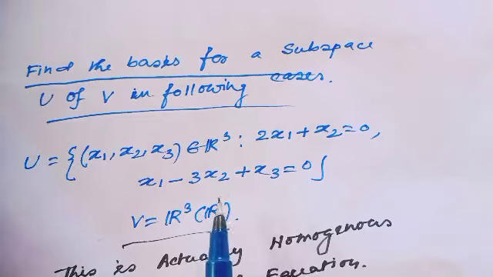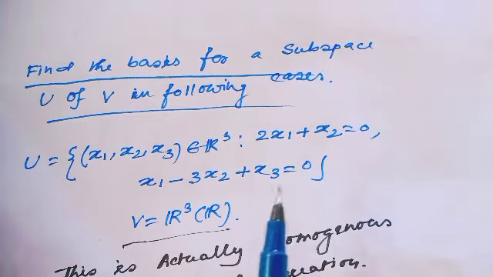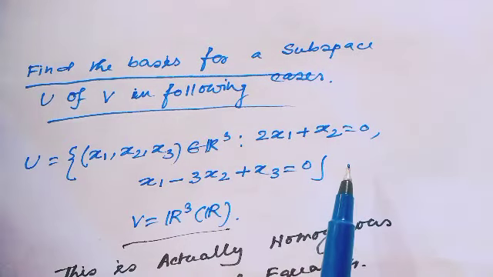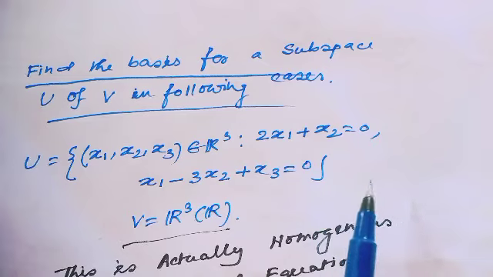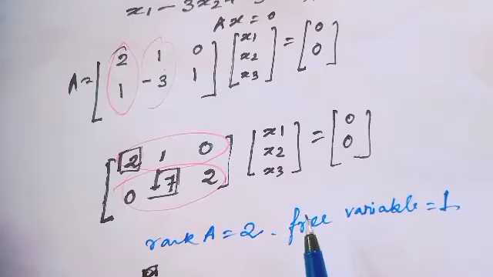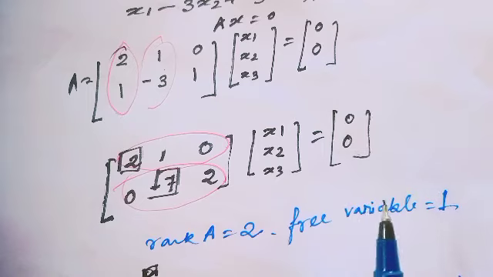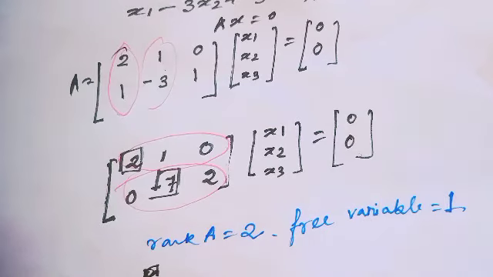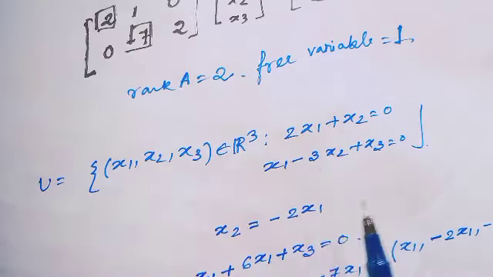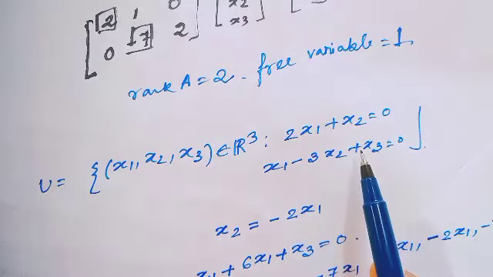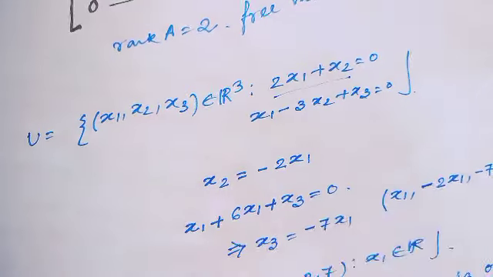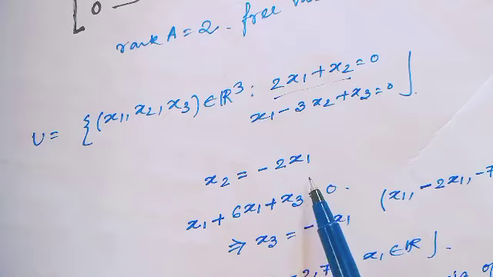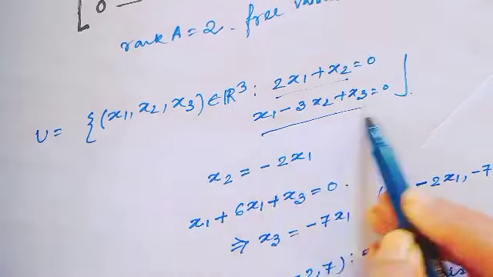The question asks us to find the solution of this equation. That means we have to find the null space. Obviously, by row reduction you can find the basis of the null space. Another easy method to find the basis for these two equations is: from this line we can write x2 equals minus 2x1, and put the value here.